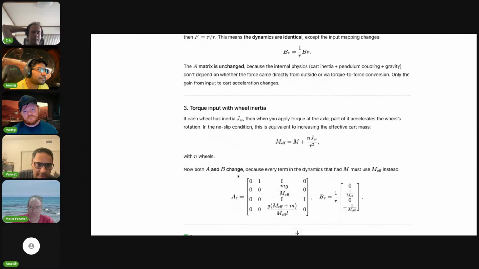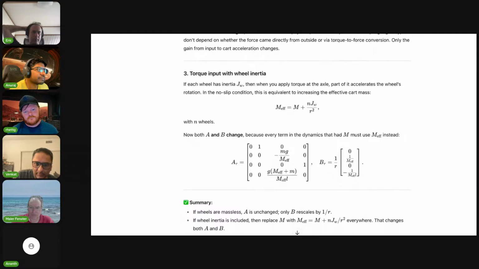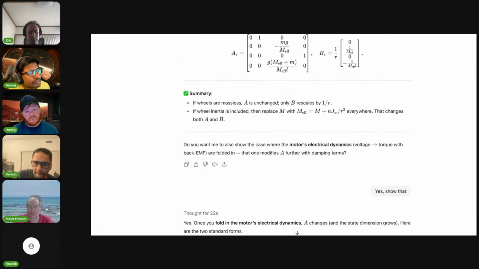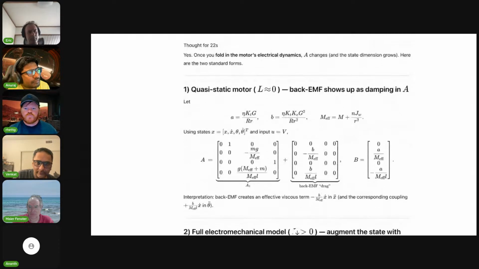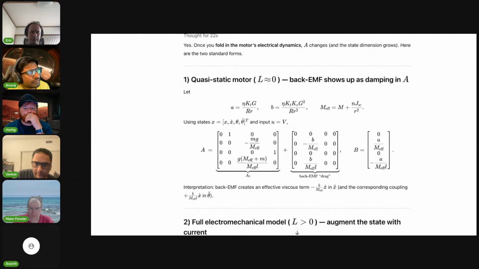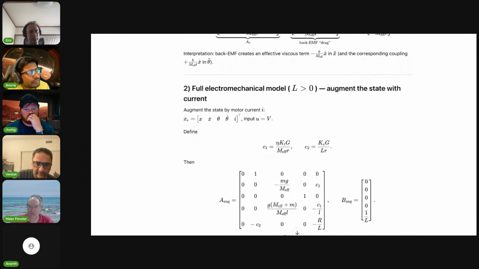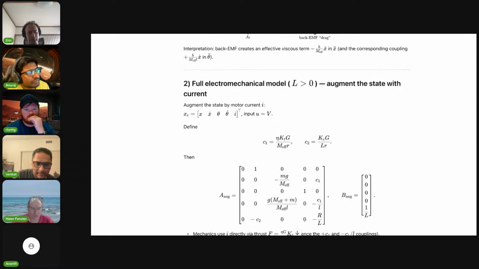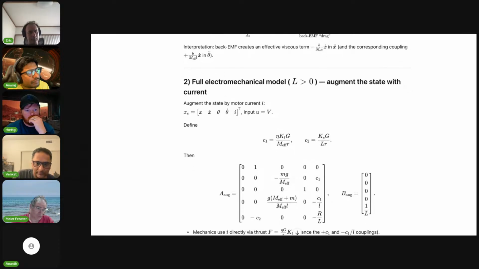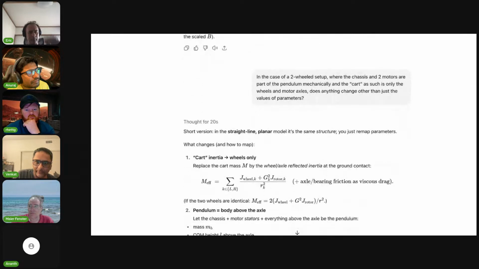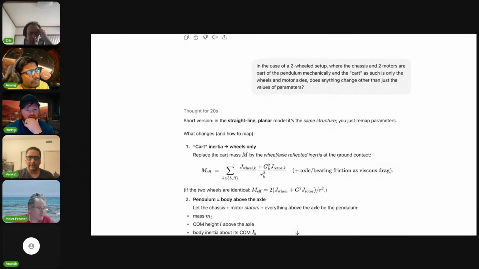Let's see. Torque input with wheel inertia. There's some change because now you're doing some rotational angular momentum stuff. I'll skip this stuff. Back EMF shows up as damping. This is going well beyond what I've ever seen. Motor current, I'll have to work through this and see what it's even talking about. But okay, now we're starting to get a little bit closer to our LEGO.